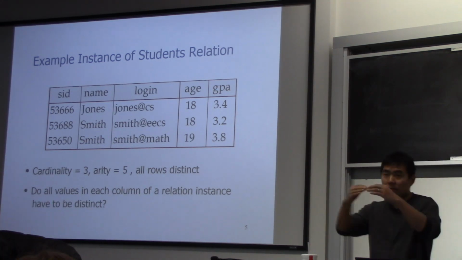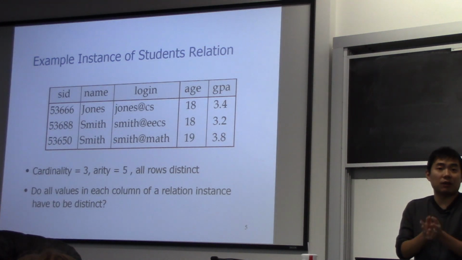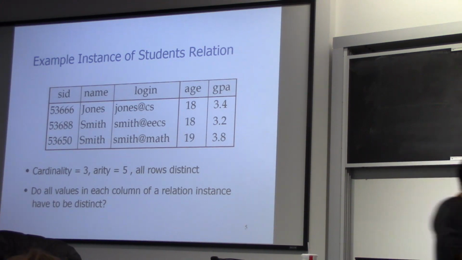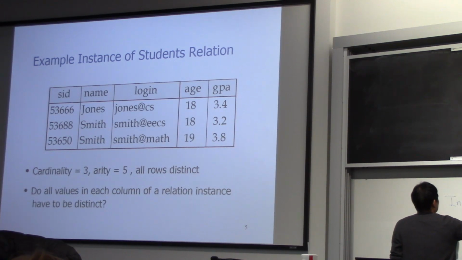And then right below the schema of your table is the instance of your table. And the instance is nothing else but a set of rows. So the instance of a table.